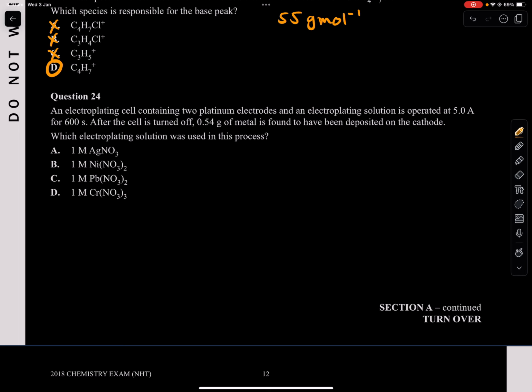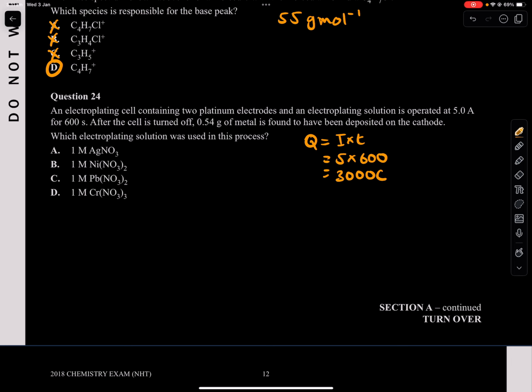The way that I would do this is, I know that the charge is equal to the current times the time, which is in your formula sheet. In this case the current is 5, the time is 600 seconds. So what's 5 times 600? That gives me 3,000 coulombs.